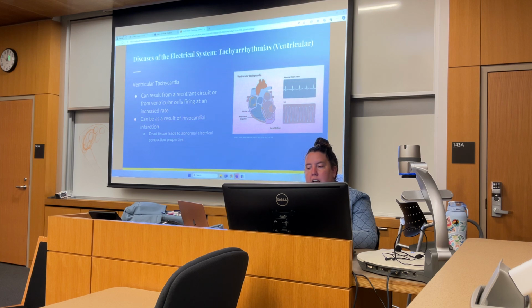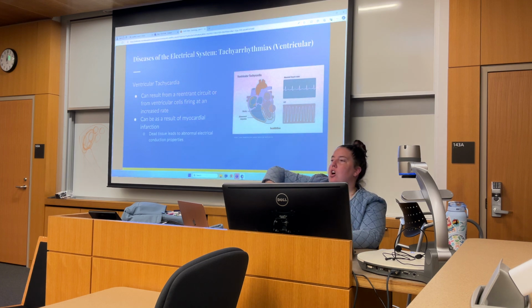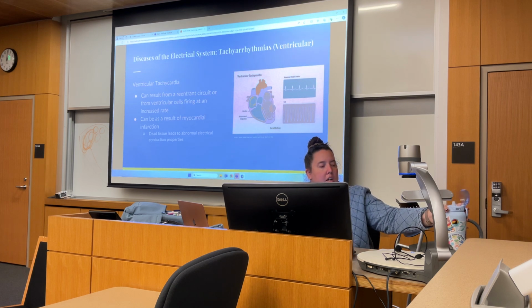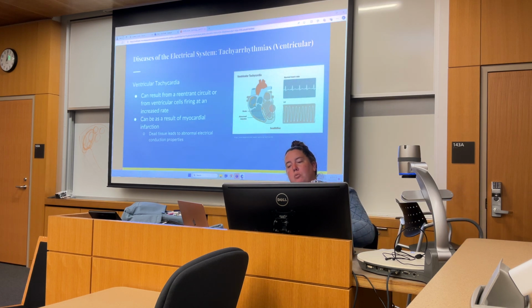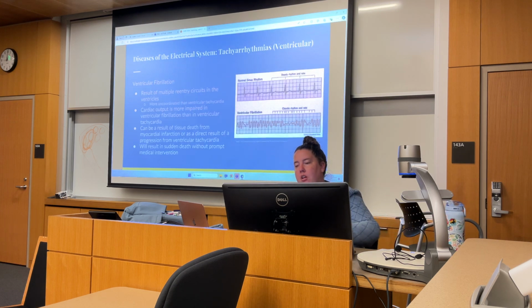So on VTAC, you see almost a tombstone pattern. It's just large, long, skinny waves, and those are all QRS waves. And because they're occurring so close together and they're so wide, you can't see any other waves on the EKG. All right.